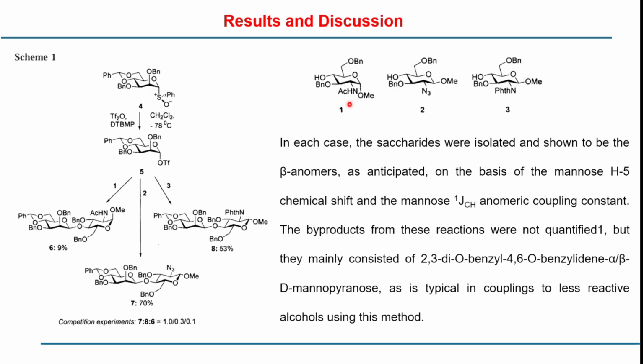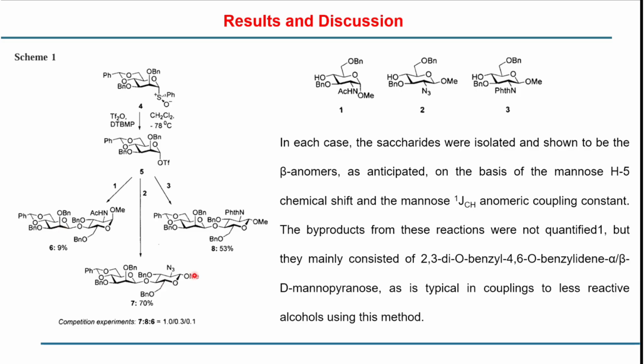Since they now knew the product of each acceptor, they did a comparative study using the same donor 5, and mixed all three acceptors in equimolar amounts with 5 under standard conditions. In the competition experiment, they observed that acceptor 2 was 10 times more reactive than acceptor 1, and the third acceptor had a reactivity in between 1 and 2.